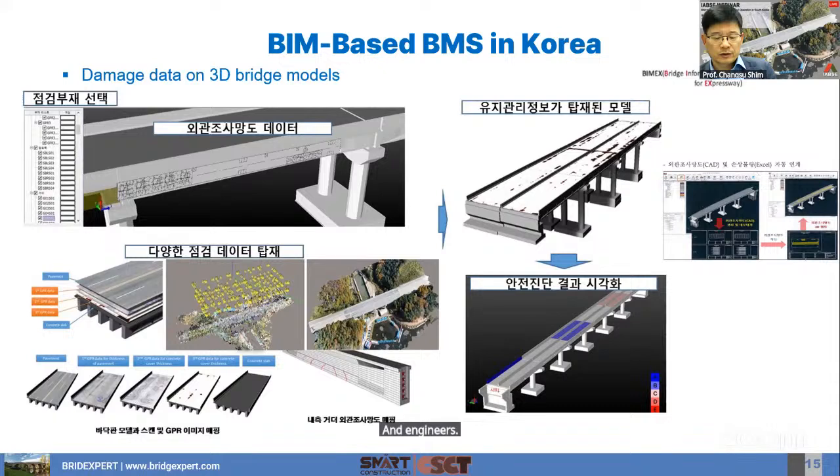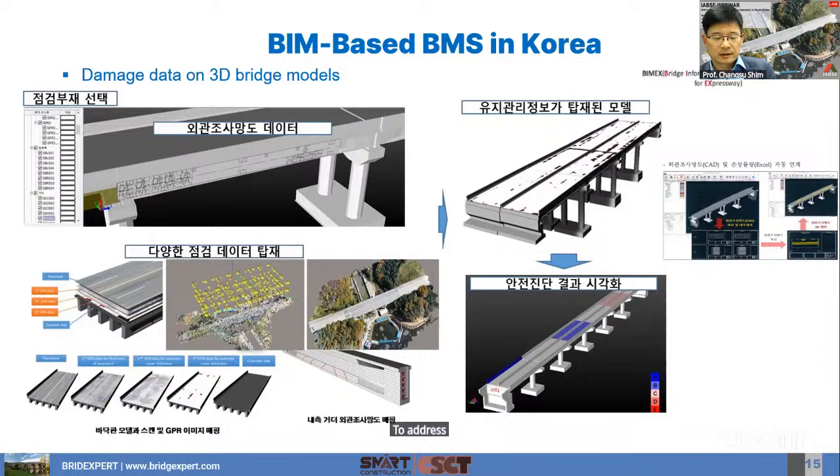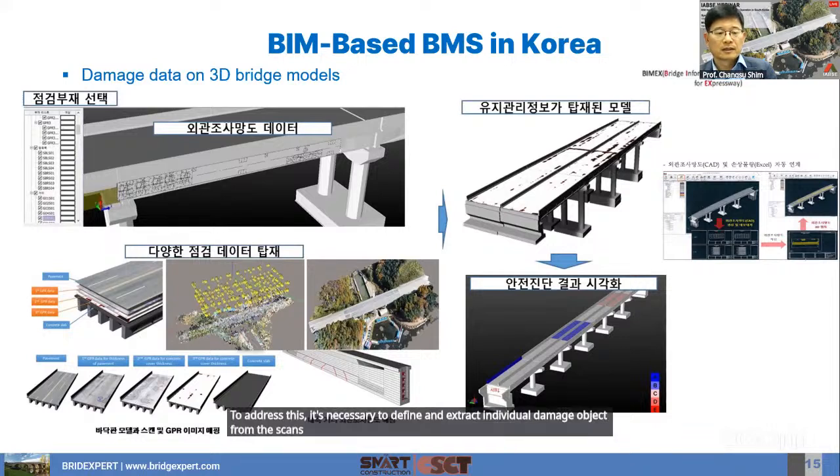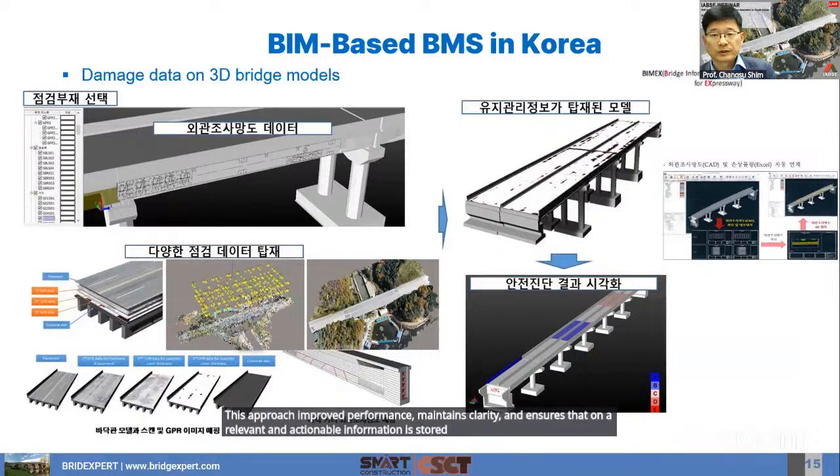While the system includes the capability to link scanning data, such as UAV or GPR, directly to the model, these datasets are often large in size and difficult to manage. To address this, it's necessary to define and extract individual damage objects from the scans rather than importing raw data as is. This approach improves performance, maintains clarity, and ensures that only relevant and actionable information is stored within the BIM environment.